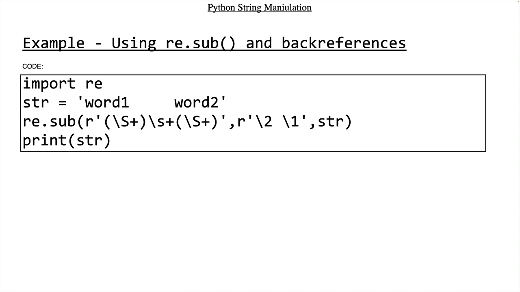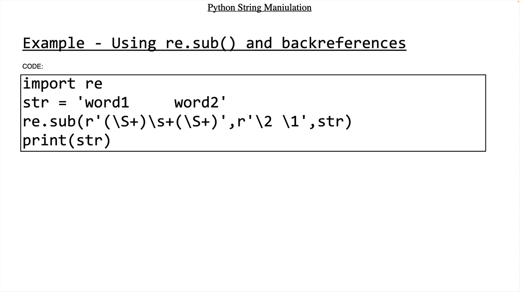We're going to import the regular expression module. We have a string that is word 1 and, like 6 spaces, word 2. And then we're going to do a substitution. The first substitution I had used in a previous video, \S+\s+\S+. So find occurrences of non-white space followed by occurrences of white space followed by occurrences of non-white space is what that regular expression is.